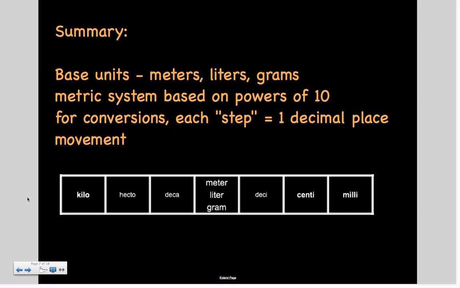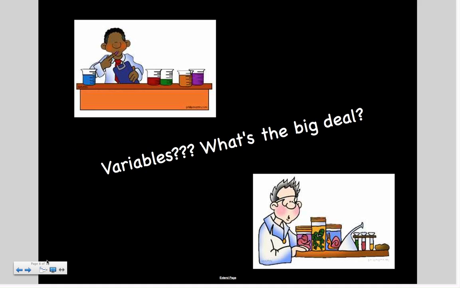So the summary in this part: the base units, meters, liters, and grams, are our metric system that we use. And the metric system is powers of 10 for conversion. So you'll have lots of practice. I think one of your homework assignments is to do some of these conversions.